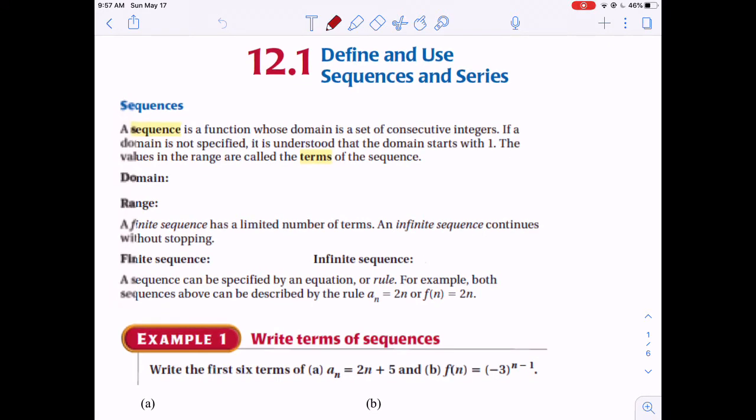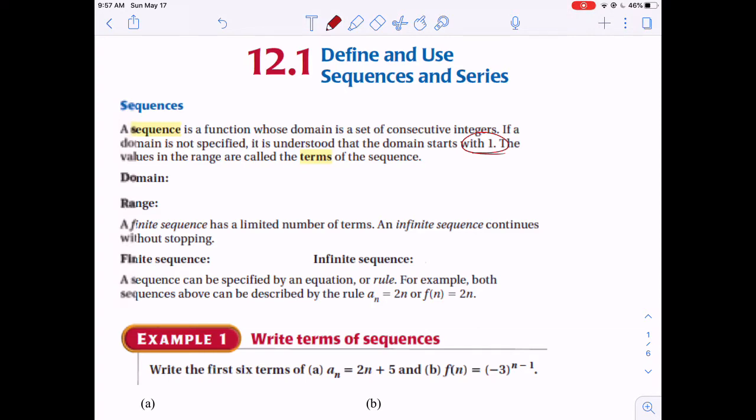Reading the definitions here, a sequence is a function whose domain is a set of consecutive integers. If a domain is not specified, it's understood that the domain starts with a 1. So you can have a list of numbers that can go on to infinity or just to a fixed number, and they can start with 1 or any number. And that's going to be part of the key to this, where you start and where you stop. The values in a range are called the terms of the sequence.